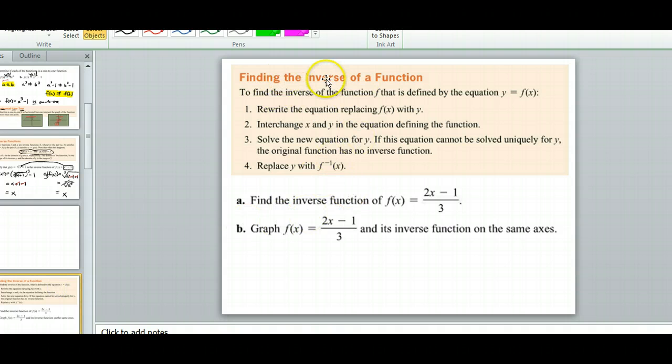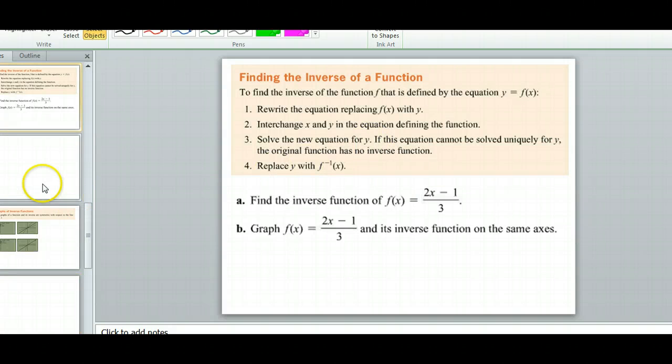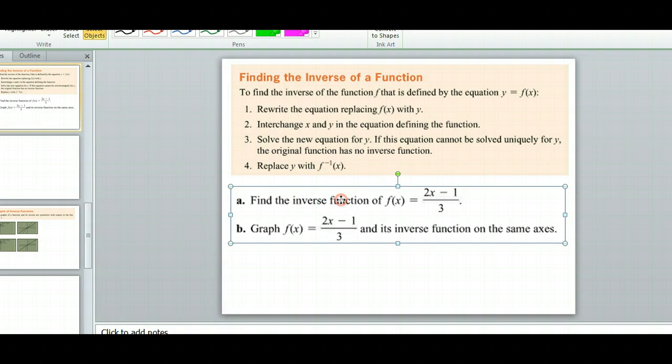Alright, and then this is something that we want to show: the 4-step process to finding an inverse function. So if you know a function and it's written in function notation, replace that function notation with just y. Remember, they're the same thing, they're interchangeable. Interchange the x and y. Switch x and y in the function, and then solve the new equation for y. Get the y isolated.